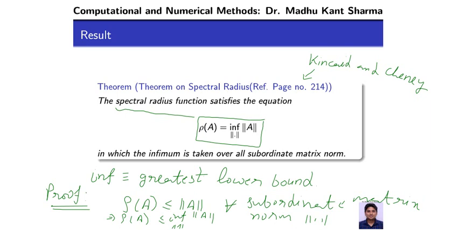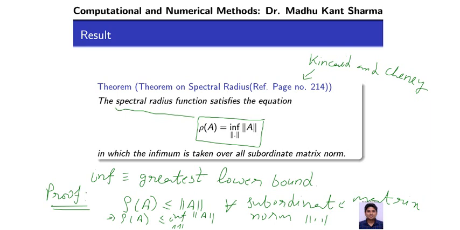For the other way, you require the concept of similar matrices and other things, which is not in our scope. So that's why we are skipping. However, if you are interested in the proof, you can refer to the page number given, or you can also contact me.